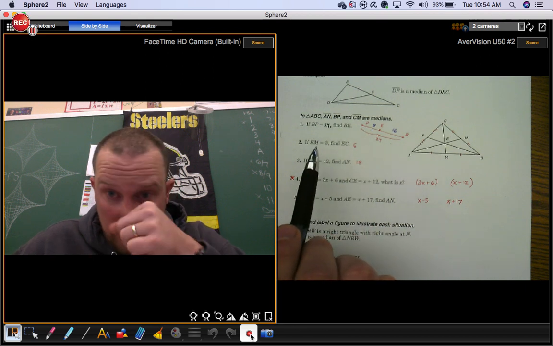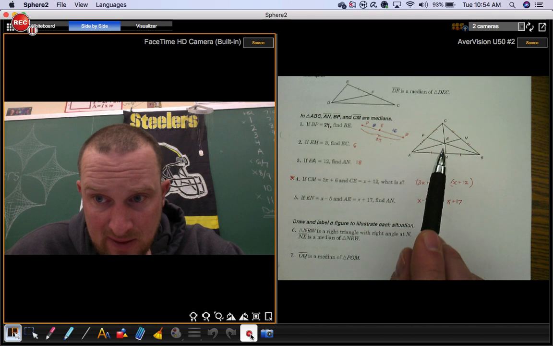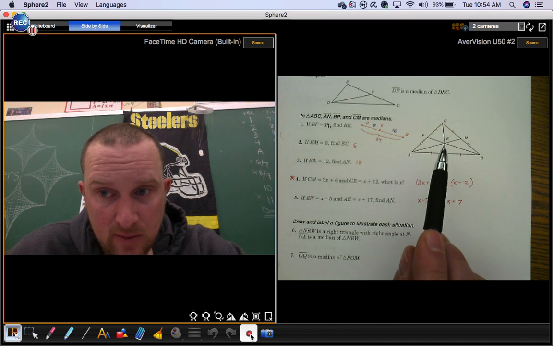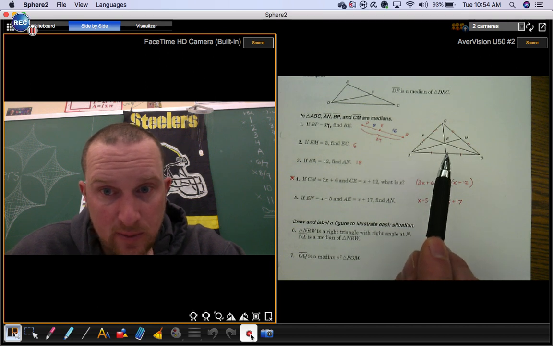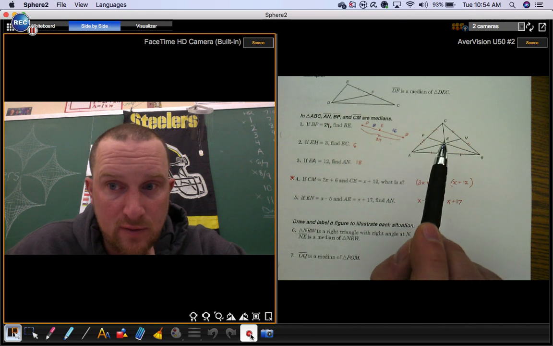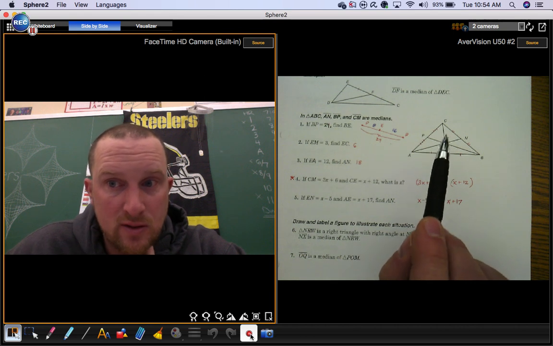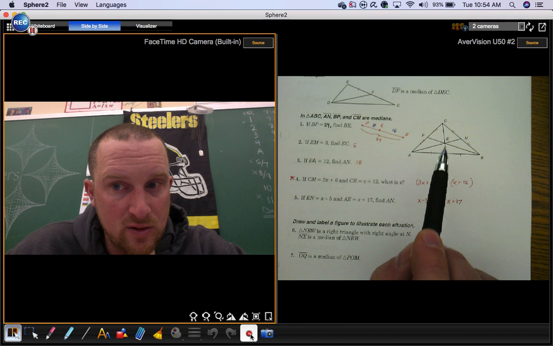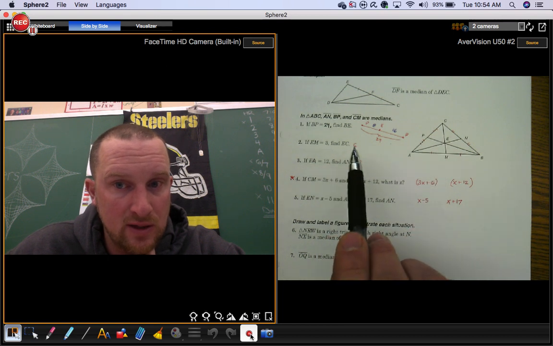Okay, number 2. E to M is 3. That's the little piece of your median that goes from the centroid to a midpoint. How far is it from E to C? That's that centroid to the vertex. Well, that's your little piece. This guy's twice as big. So you just do 3 times 2 to get 6.